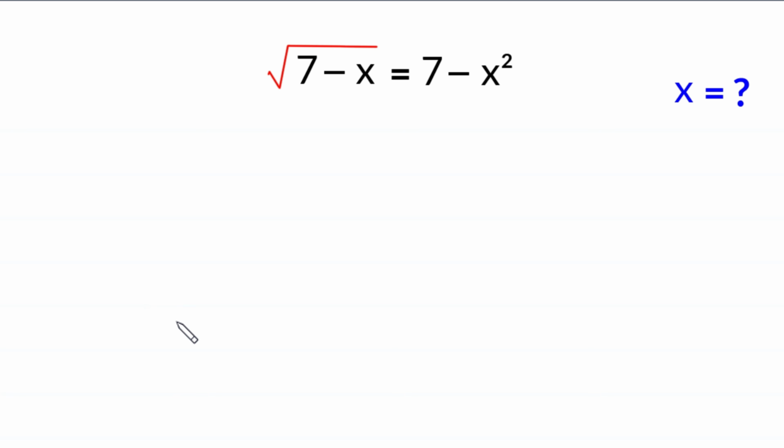Hello everyone, welcome to how to solve this very nice radical equation. The square root of 7 minus x equals 7 minus x squared. Our job is to find all possible values of x.